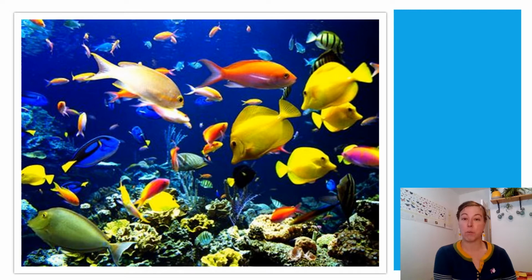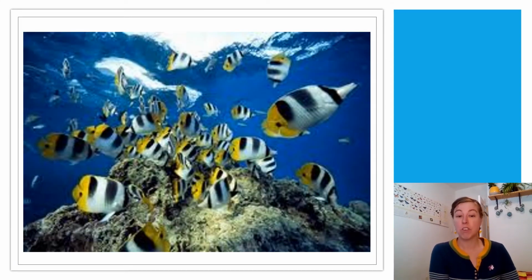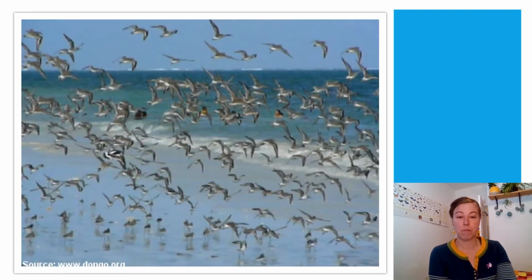So here we have multiple species of different fishes. It's not a population, it's a community. You guys remember community? This could be a population though. It's all the same species in the same place at the same time. I don't know enough about fish to know if they're all interbreeding or not, but it's a better option than the previous one. Here are a bunch of shorebirds. They could be a population, maybe not. You guys figure that one out.